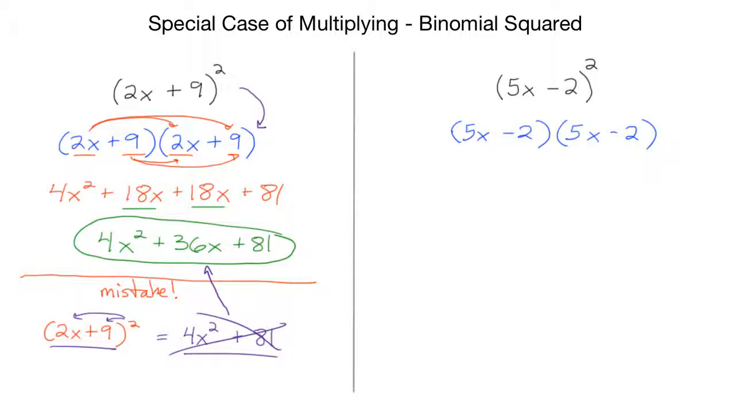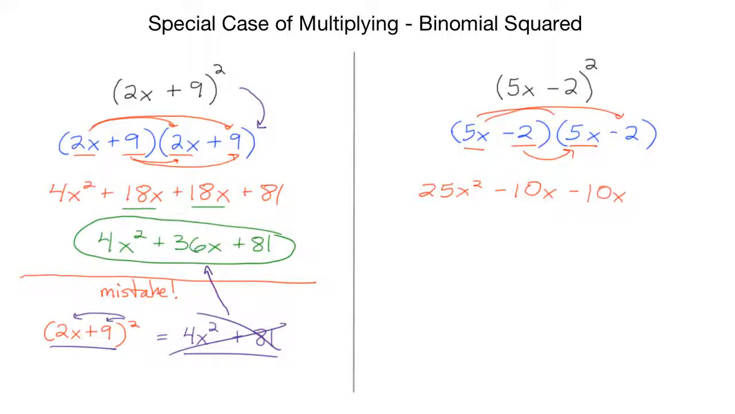Now let's multiply it all out. We've got 5x times 5x. Let's start with those two. 5x times 5x is going to be 25x squared. Now this 5x also multiplies by that negative 2. So 5x times negative 2 is going to be negative 10x. Now this negative 2 is going to multiply. So negative 2 times 5x is going to be another negative 10x.